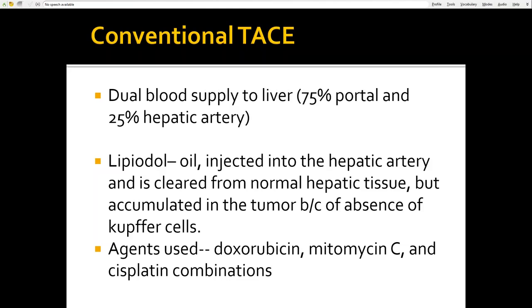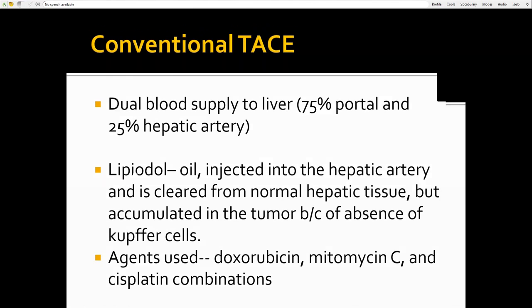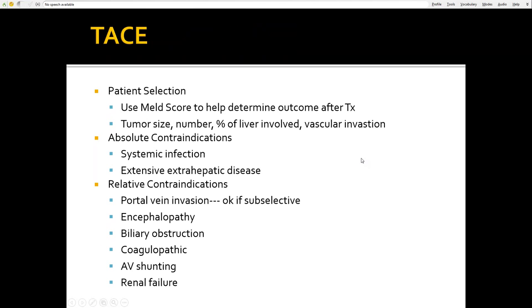So again, some of the agents: doxorubicin, mitomycin, cisplatin, you come up with what you like to use. In general, for patient selection, a MELD score, which we'll go through in a little bit, helps to determine how well a patient's going to do before and after, what their comorbidities are, the tumor size, the number involved. All these things have to be taken into account when you treat the patient.